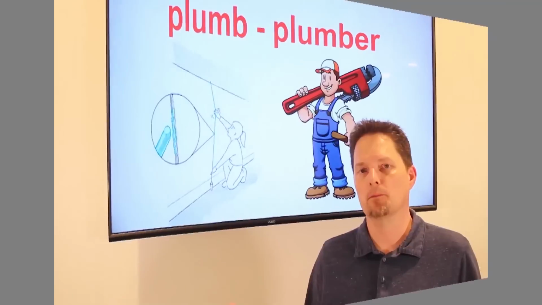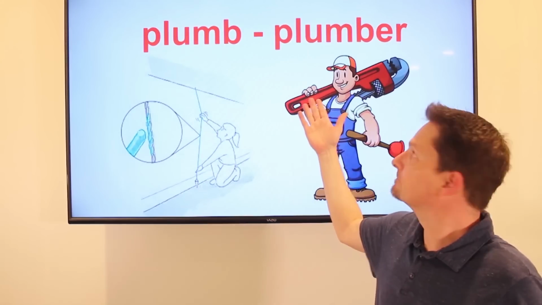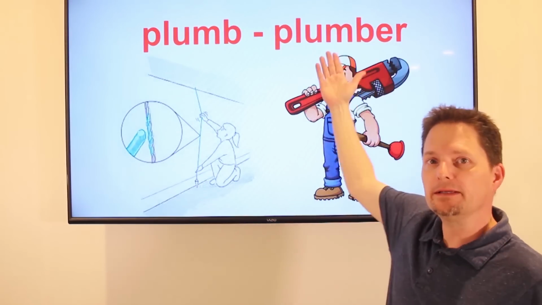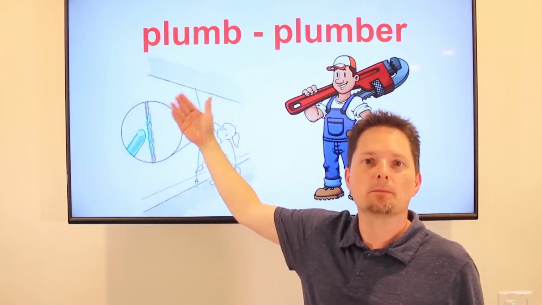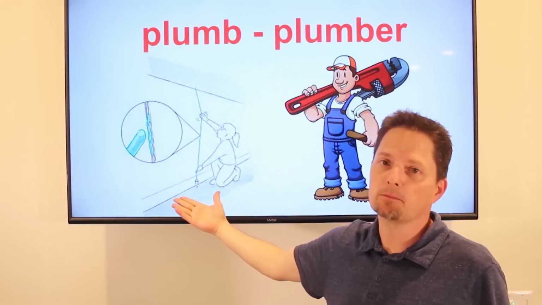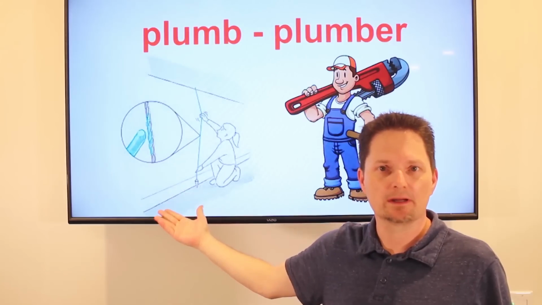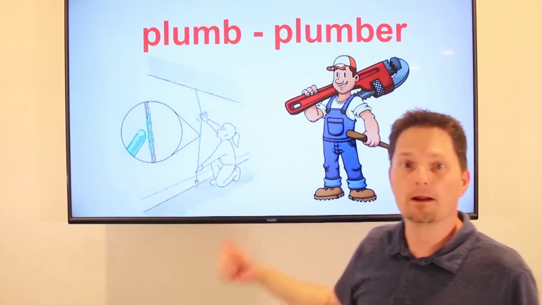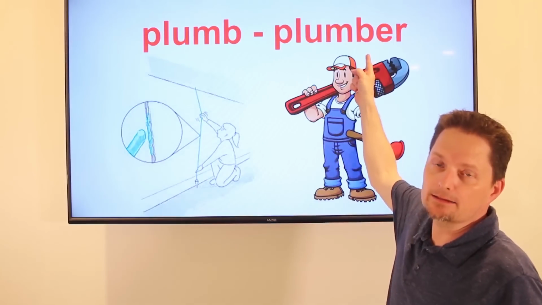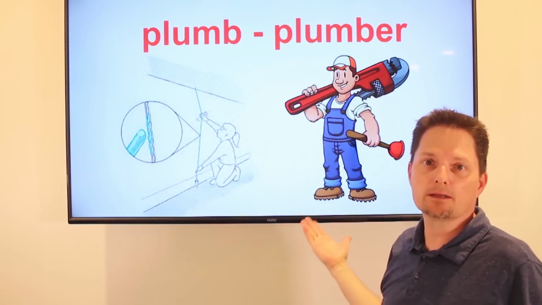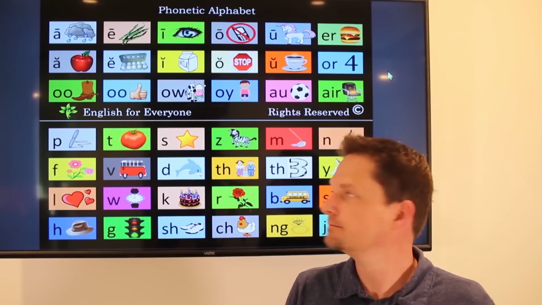Very good. Example, plumber. We put ER, but the B is silent. Why? Because there is a word in English, plumb. This is a plumb line and it's used in construction. It's not a very common word, but plumber is. And that's the reason the B is silent. Plumber. He's a plumber.